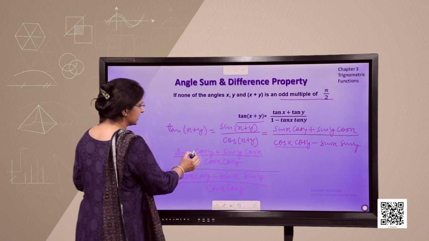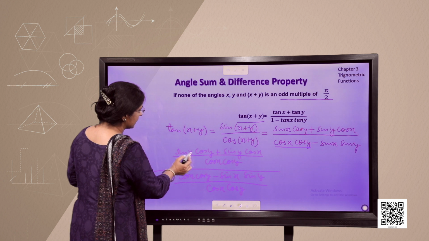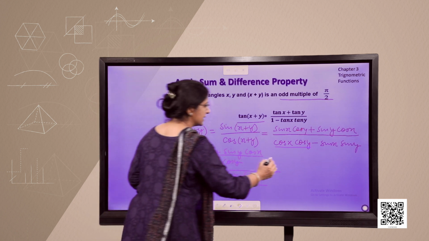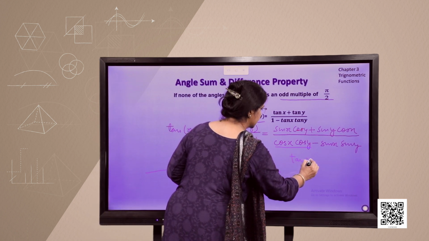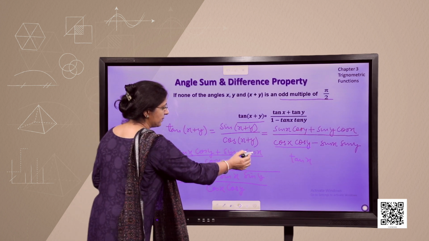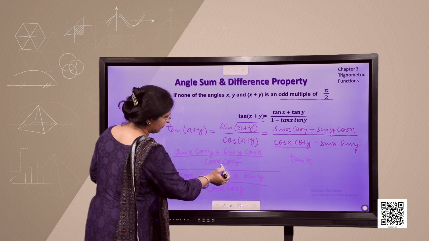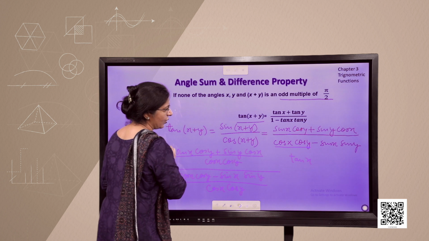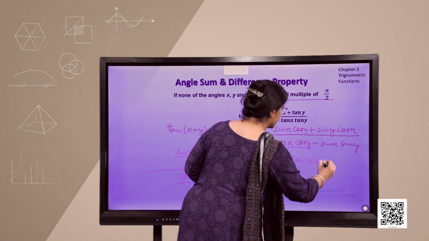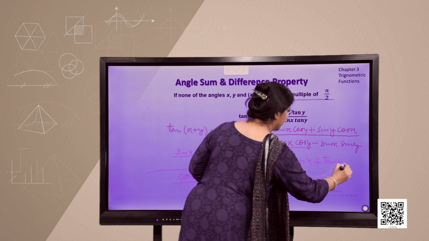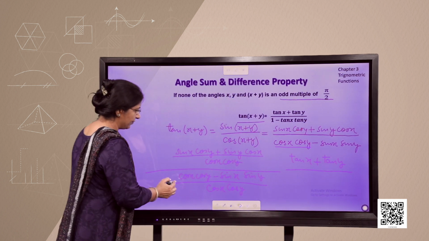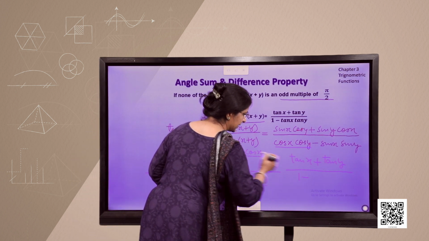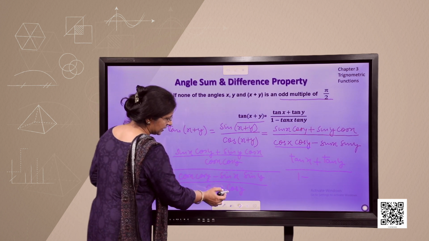When we divide this term by this term, we see that cos y and cos y will get cancelled. We will be left with sin x upon cos x, that is nothing but tangent x. And when we divide this term by this term, which term will be cancelled? This cos x and cos x get cancelled. We will be left with sin y upon cos y, that is nothing but tangent y. And when we divide this term by this term, both are the same, so we will get 1 minus.